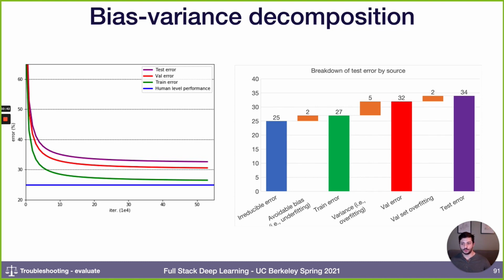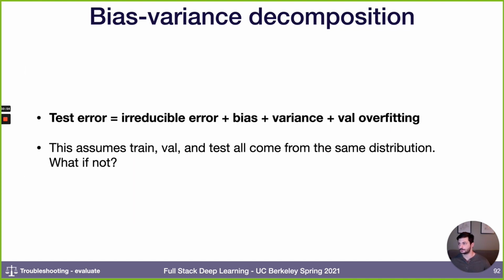And then finally, you can look at the difference between your test error and your validation error, when you infrequently evaluate your model on the test set. And that difference is a measure of how much you're overfitting to the validation set. So to summarize, the bias variance decomposition says that your test error can be broken down into some irreducible error plus bias plus variance plus validation set overfitting.